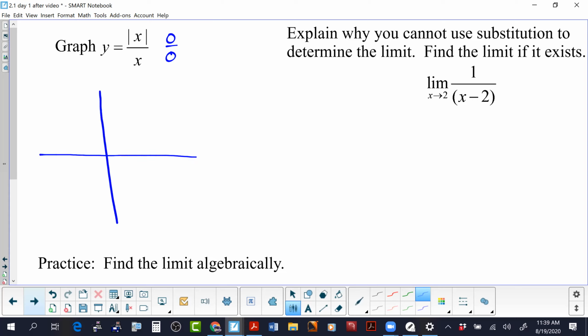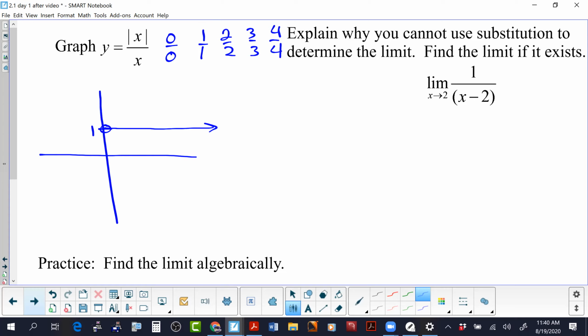If I plug in 1, I get 1 over 1. Plug in 2, I get 2 over 2. 3 over 3, 4 over 4, and so on. So those are all 1. Open dot. Anything to the right is going to be 1.